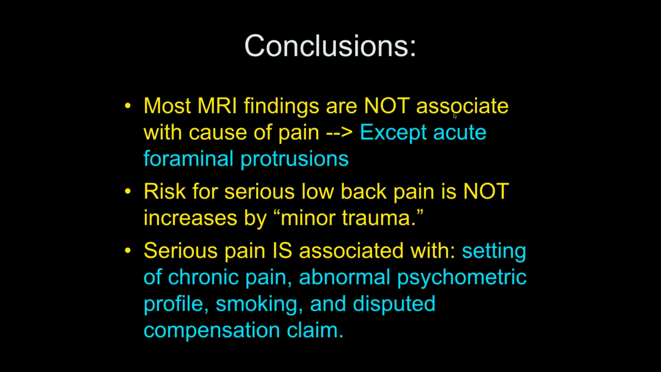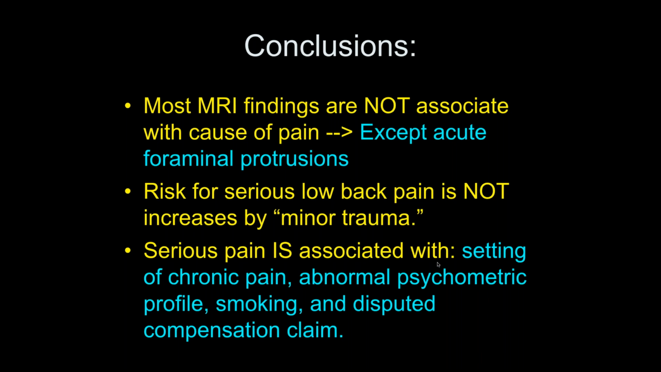So the conclusion from this is that most MRI findings are not associated with the cause of back pain, except for acute foraminal protrusions. Risk for serious low back pain is not increased by minor trauma. A lot of these patients also had minor trauma, and that was not associated with a lot of new back pain statistically. Now, this paper and many other papers have shown this.